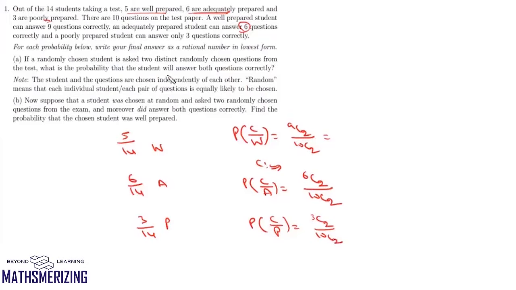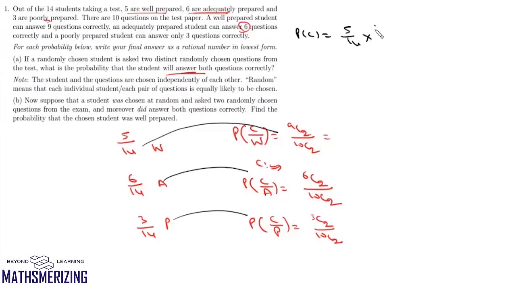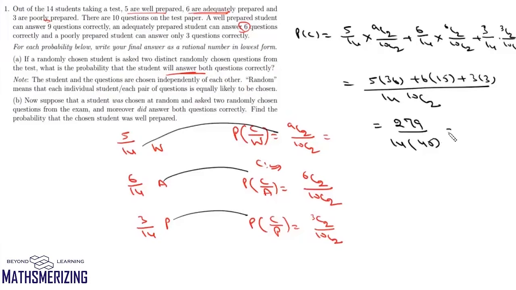Now we need to find the probability that a student will answer both questions correctly. So it is a conditional probability question. The probability that the student will answer the questions correctly is found when we multiply each of these corresponding probabilities. So it will be 5 by 14 into 9C2 upon 10C2 plus 6 by 14 into 6C2 upon 10C2 plus 3 by 14 into 3C2 upon 10C2, which is 31 by 70.